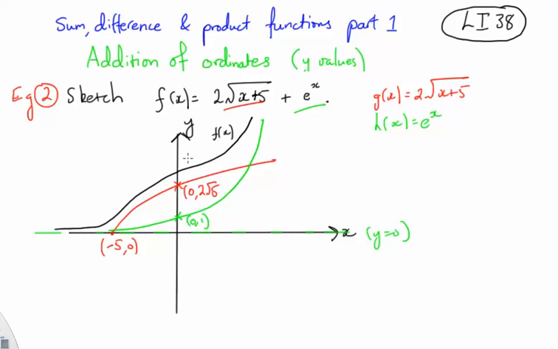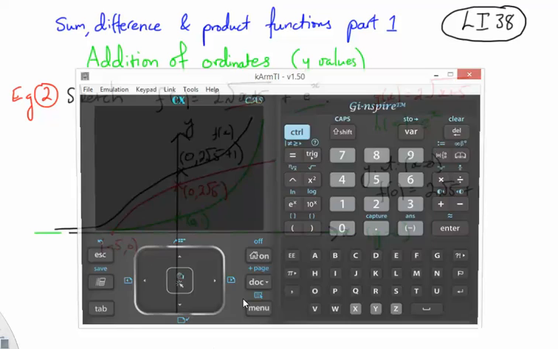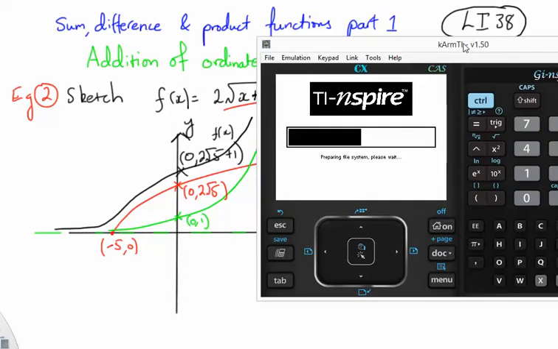What's this y-intercept going to be? Well, the y-intercept occurs when x equals 0, so f of 0 is 2 root 5 plus 1. There we are. That is (0, 2 root 5 plus 1). Let's see what Mr. Kaz calculator says. That's a funny shape.